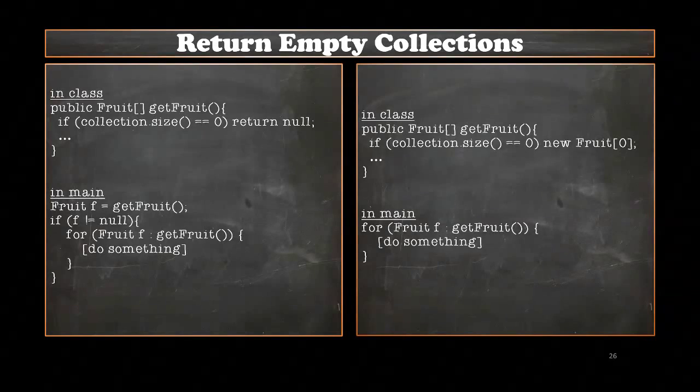What we have to do in main when we use the method on the left-hand side is get the object. Then that should be an array of fruit. If f is not equal to null, so you have to check it first. It's a special case, so we can't just assume that it's returning something good. We have to check whether it's a real object or a null object before we can iterate through it.